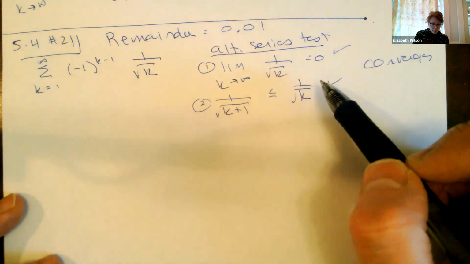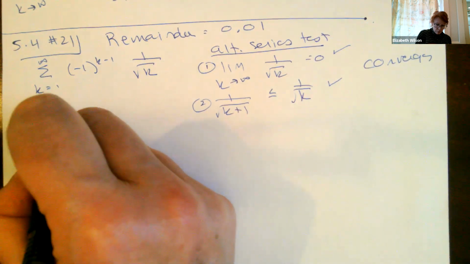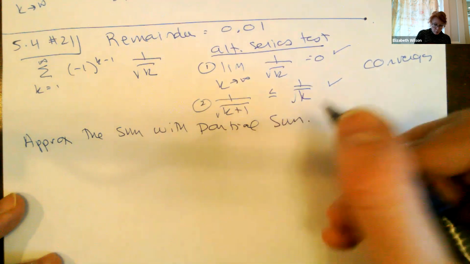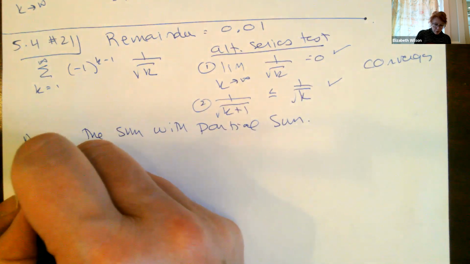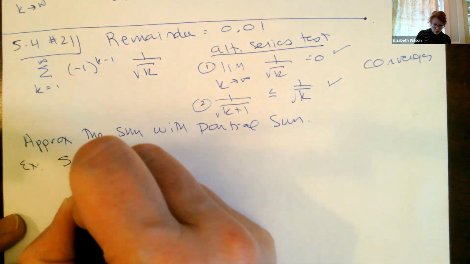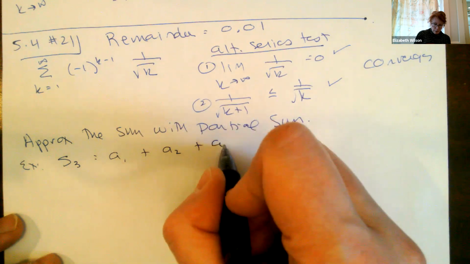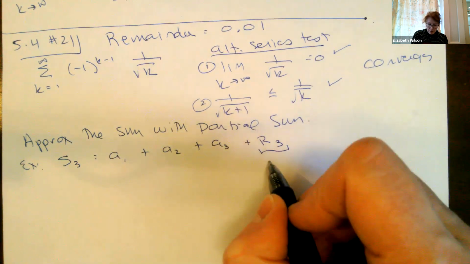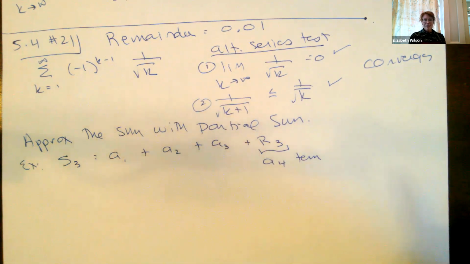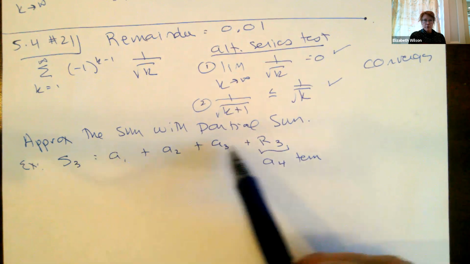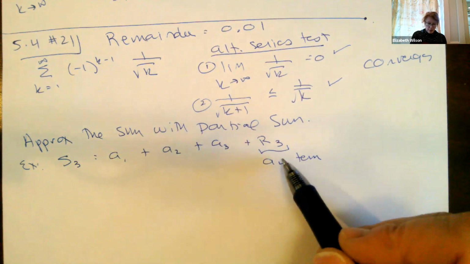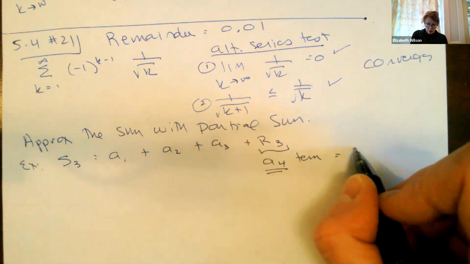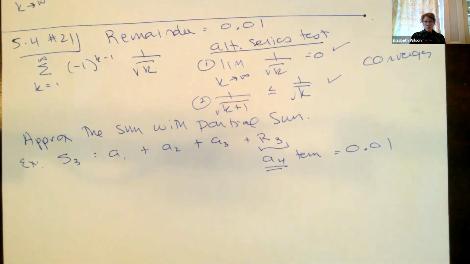So now what we need to do is approximate the sum with a partial sum. Remember our partial sum, as an example, S sub 3 is a sub 1 plus a sub 2 plus a sub 3, and then I've got plus my remainder. We approximate the remainder with our a sub 4 term, the next term up that we would have had after we finished with our partial sum. Now they're giving us the remainder. They're telling us this a sub n term is equal to 0.01. So I have to figure out what k value is going to make that work.